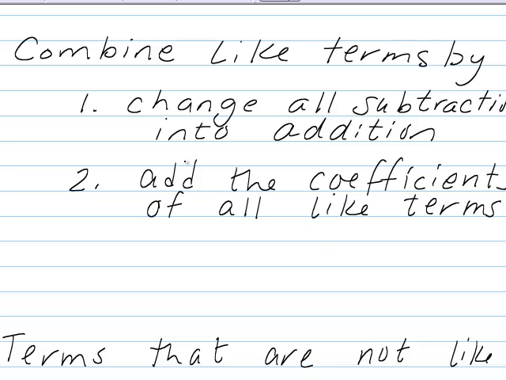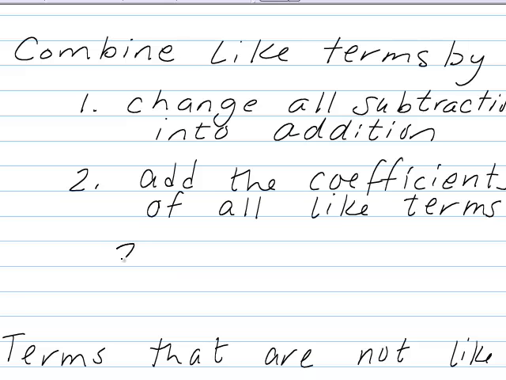We combine like terms by first thing we always do is change all subtraction into addition. So we go through our problem and we change subtraction into addition, because then we can use our properties, commutative, associative, and so on. Then we are going to add the coefficients of all the like terms. Once we add the coefficients, that's what we mean by combining like terms.